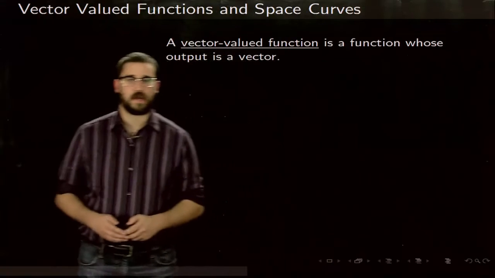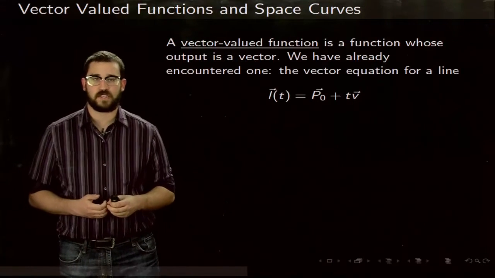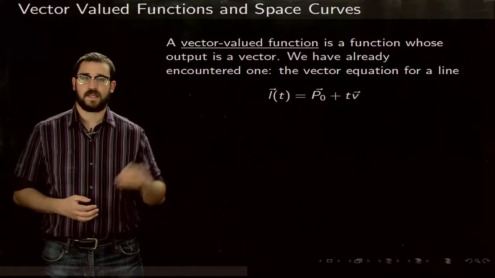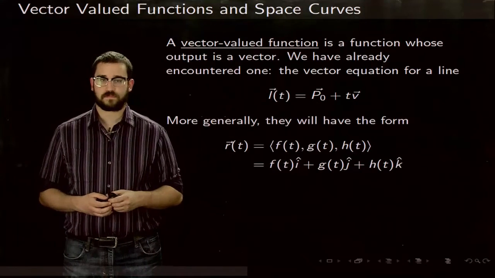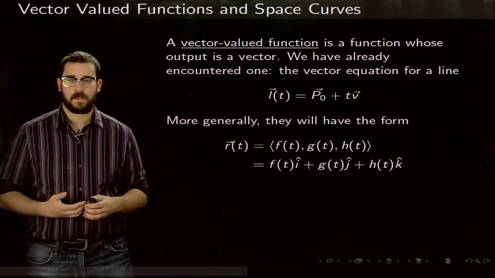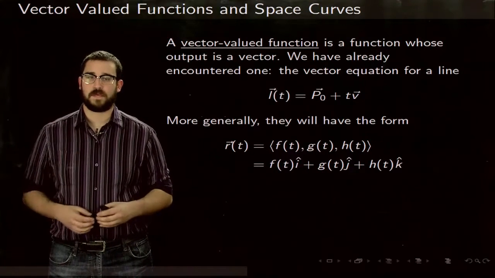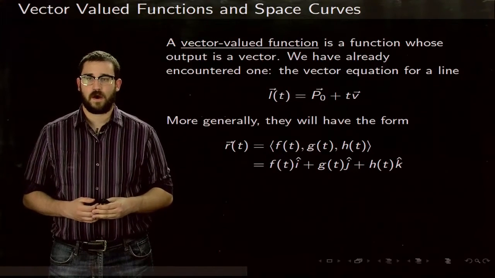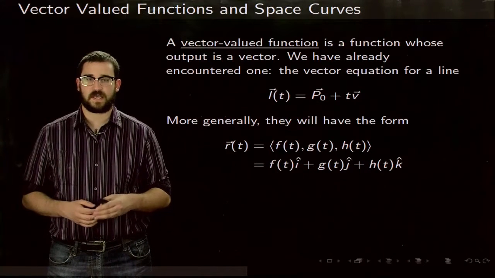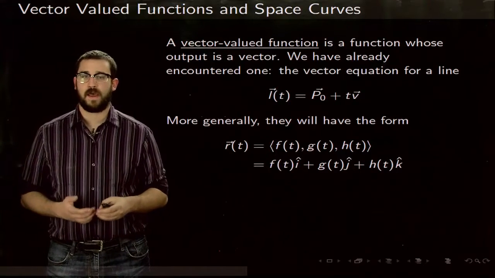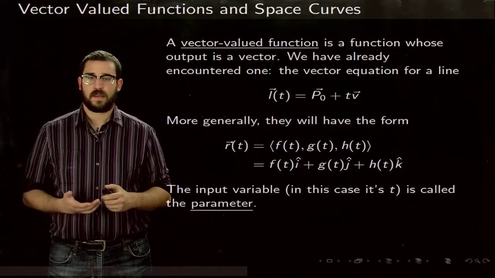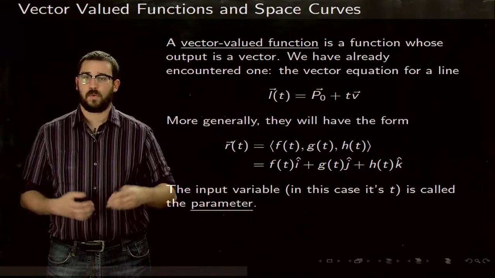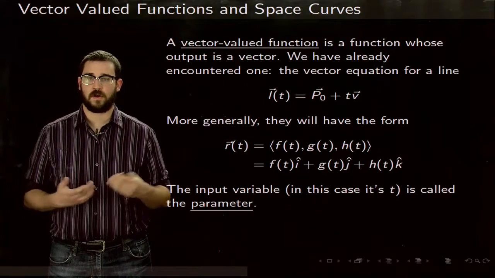Now, we already had talked about a vector equation for a line, where r of t equals some initial point plus t times a direction vector. More generally, we'll have this form. r of t, the vector r, will be equal to f of t, g of t, and then h of t. Or if we want to write it with our standard unit vectors, we've got f of t times i hat plus g of t times j hat plus h of t times k hat. Now, this input variable, which in this case we're using t, is called the parameter, where we vary t and we have our vector r.